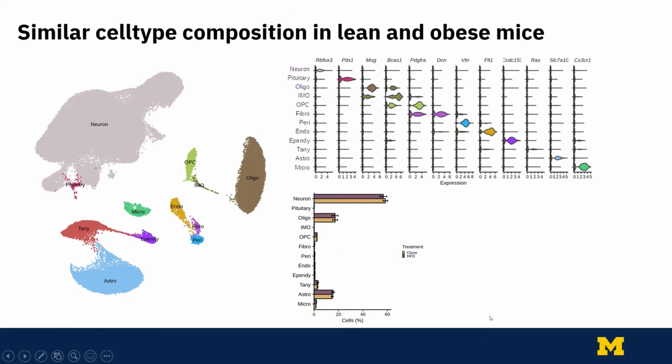And one thing to note is that we did not see a major impact on cell type composition with high-fat diet treatment. It's possible that there are maybe changes in subpopulations of some glial cell types, but on the whole, we don't see major shifts in cell type proportions.